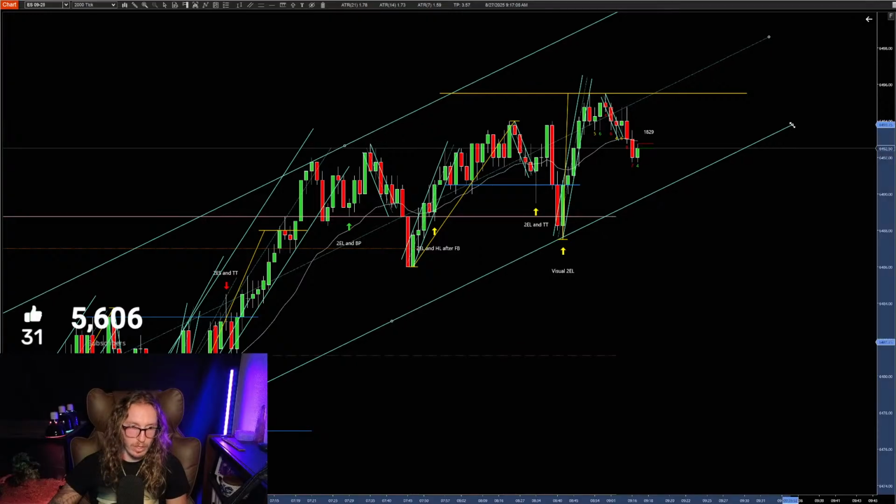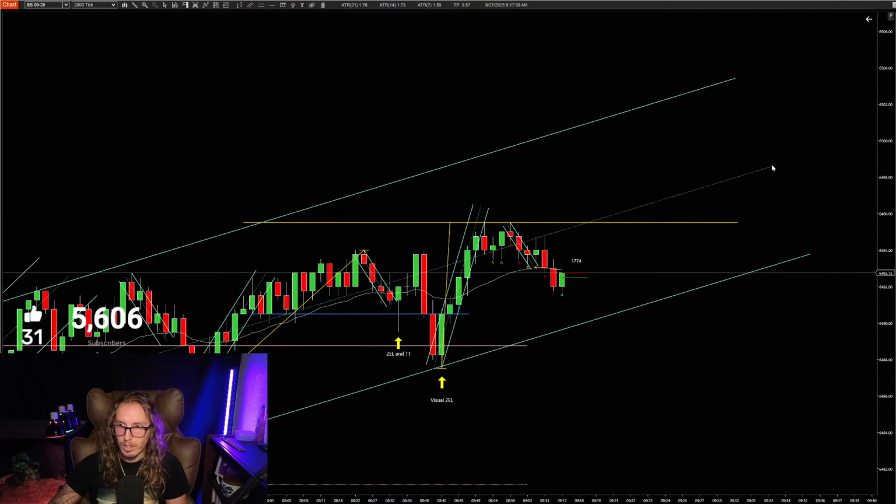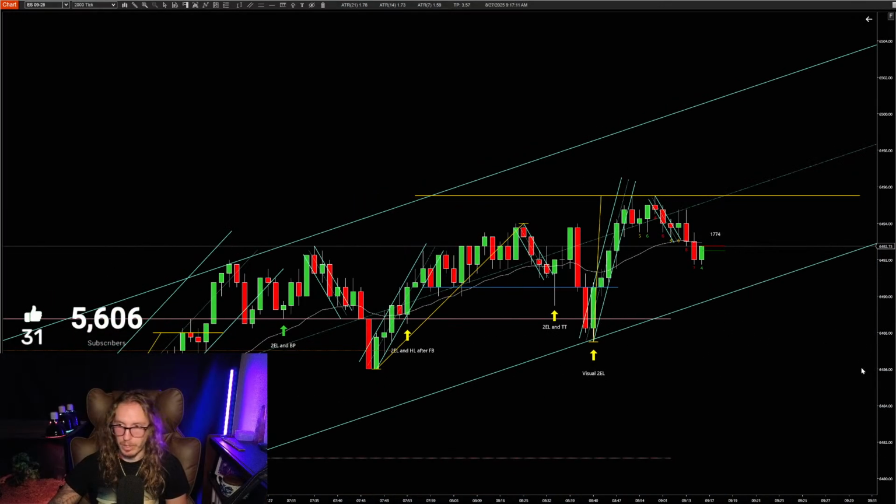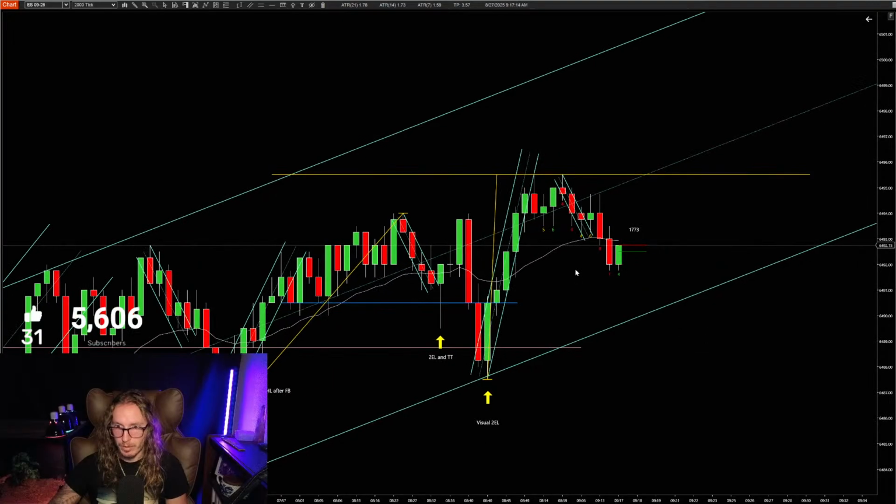We still could get a second entry here. It would just be an equal low one. So, first entry, and then this is an equal low. So we still could get a second entry long here.